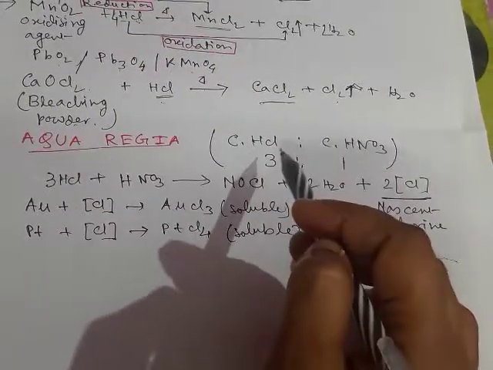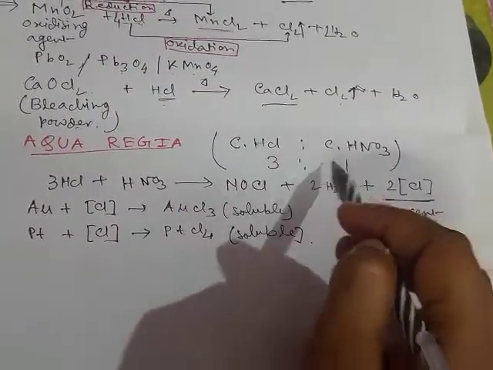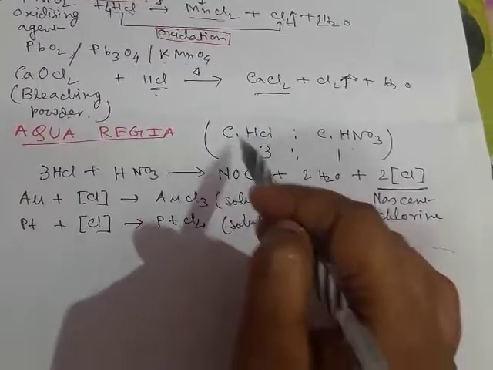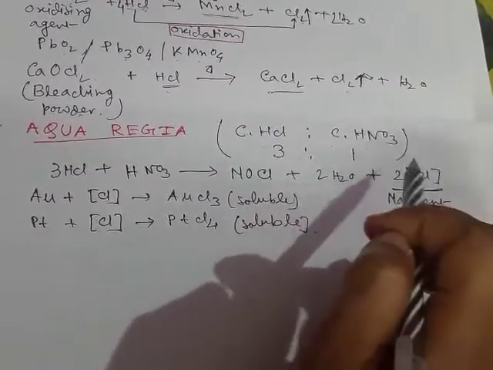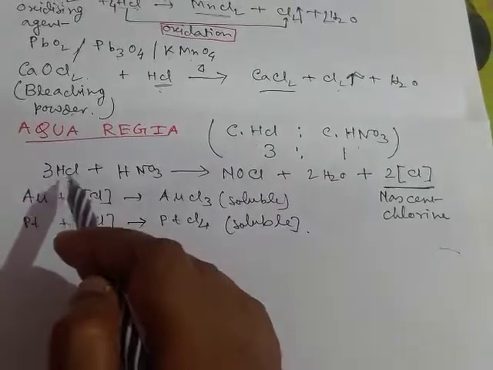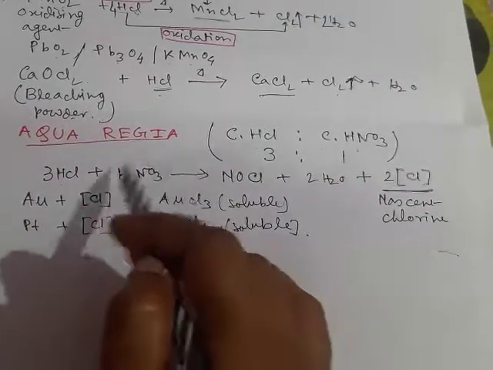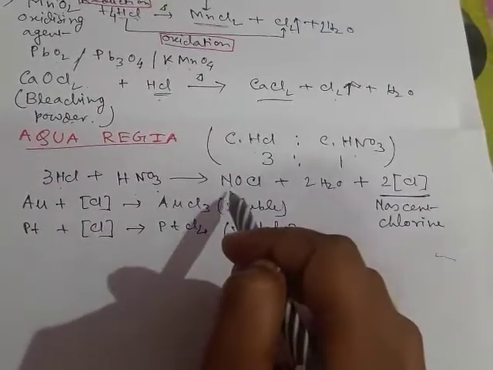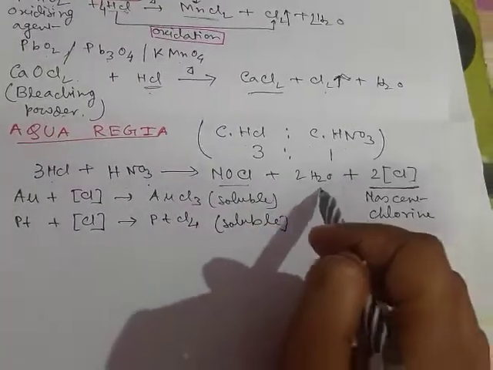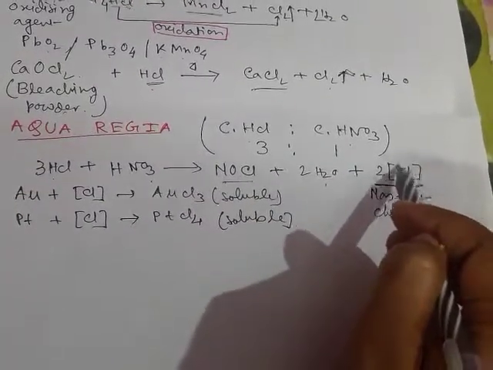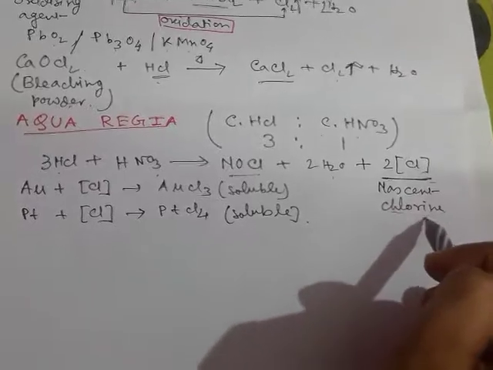Now what is aqua regia? Aqua regia is a mixture of concentrated HCl and concentrated nitric acid. It is a 3:1 mixture. Three parts of HCl and one part of nitric acid form nitrosyl chloride, water, and a chlorine atom, which is called nascent chlorine.